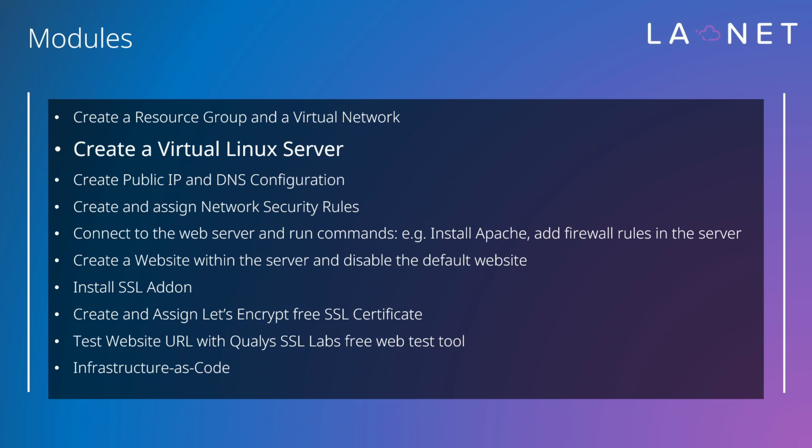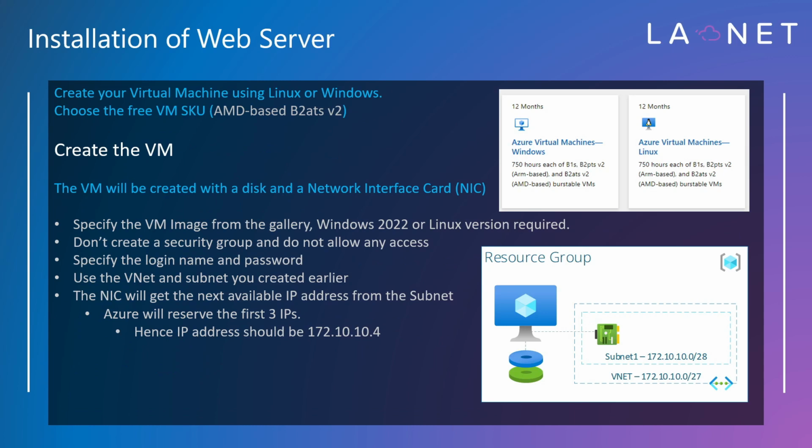So in this module, we're going to create our virtual Linux server and connect it to our network. Okay, so what we're going to do is pick out a cheap Linux server, which is the AMD B280S V2, and if you do get a free number of hours within the 12 months of this SKU as well, so it shouldn't really cost us anything. Things like the public IP address do cost a couple of dollars per month, so there's only a small amount of cost in this demo.